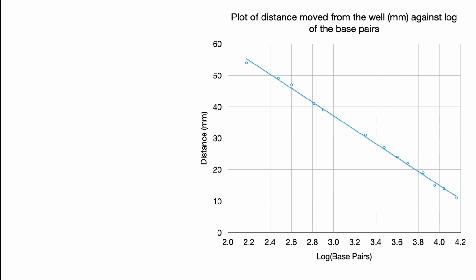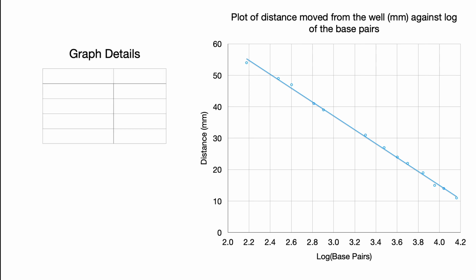In my earlier videos on how to determine the size of an unknown band on a DNA or protein gel, I've given graph details. And what I've said is something like this: this graph has a gradient m of minus 22.091, an intercept on the y-axis of 103.43, and a fit of minus 0.9990. The question I keep getting is, how do you calculate these numbers?